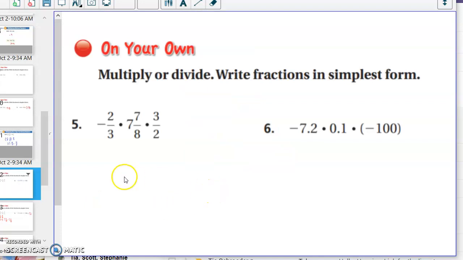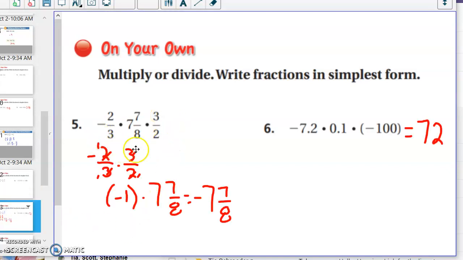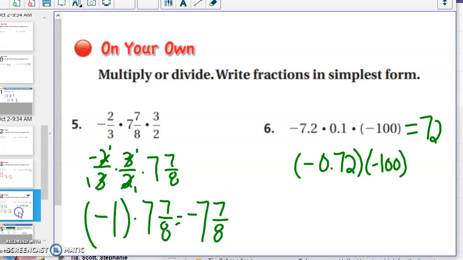You can pause the video and answer each of these on your own. Then to check these two, once again, I rearrange those two to be next to each other, and negative 2/3 times 3 over 2 simplifies to be negative 1 because they have different signs. Then negative 1 times 7 and 7/8 will simplify to be negative 7 and 7/8 because they have different signs, negative answer. This one, you could rearrange and put these two next to each other, or you could rearrange and put these two next to each other, but when you figure out your answer, you should get a positive 72.